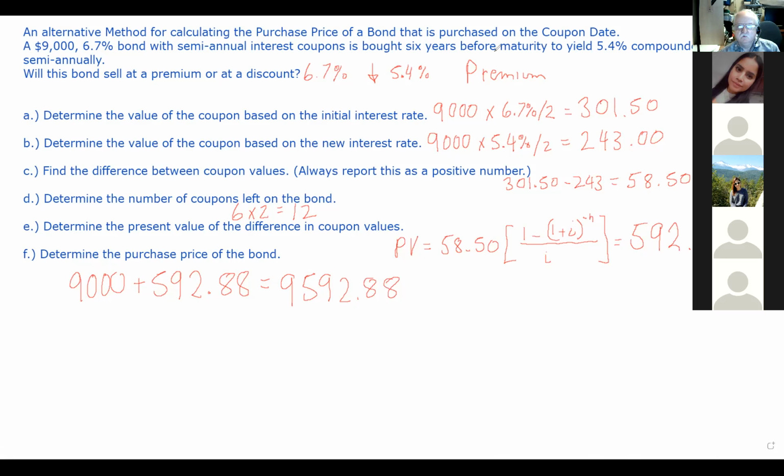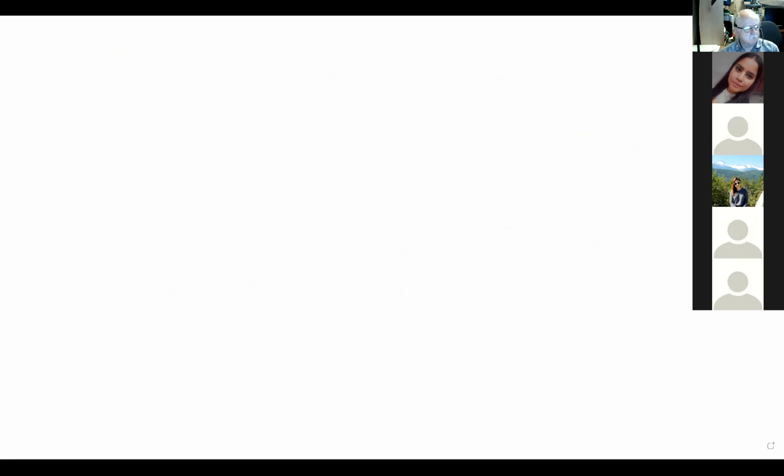So let's see what else they can do to us here. So then they give us determine the purchase price of a bond that is purchased between coupon dates. Gets a little more complicated.